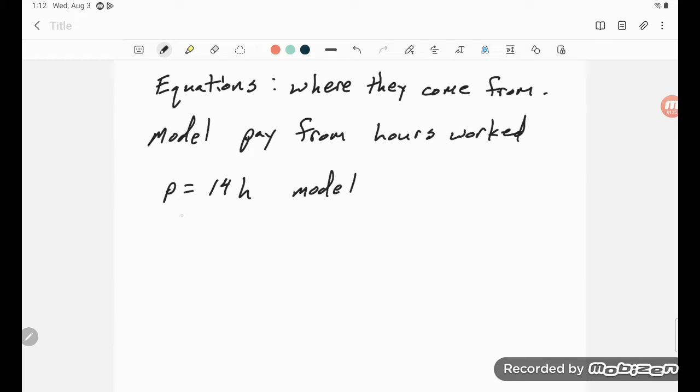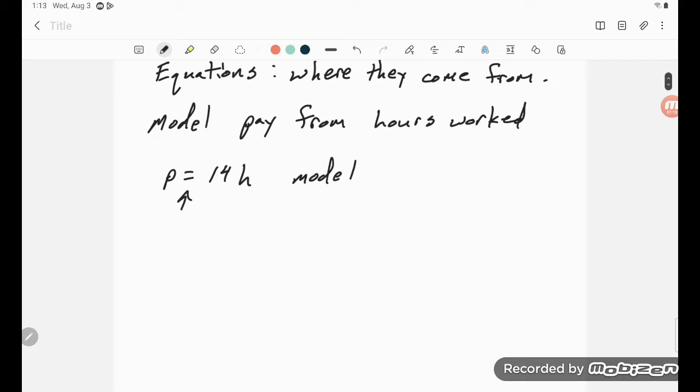Now, I see an equal sign. Looks a lot like an equation, right? Because we've got an equal sign there. Well, it can be an equation. And that's where things can get subtle.